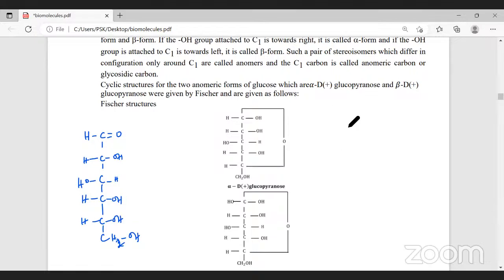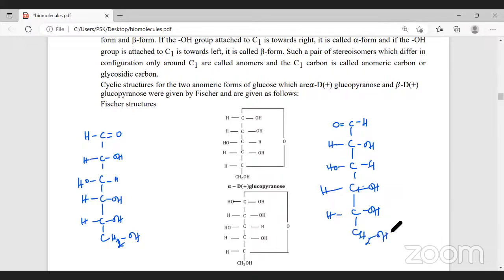Now, you write the structure of glucose in another form. Instead of showing the carbon-oxygen double bond on the right-hand side, we will show it on the left-hand side. The same structure I am writing. This is also glucose. This is the open chain structure of glucose. This is the first carbon atom, this is the fifth carbon atom, and this is the sixth. Similarly, here the first, fifth, and sixth.